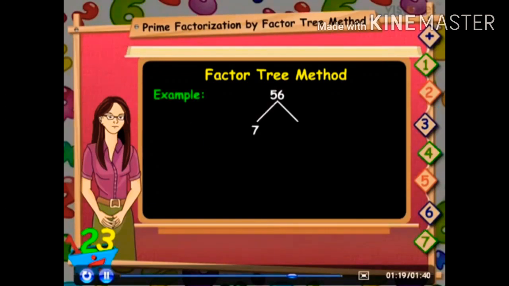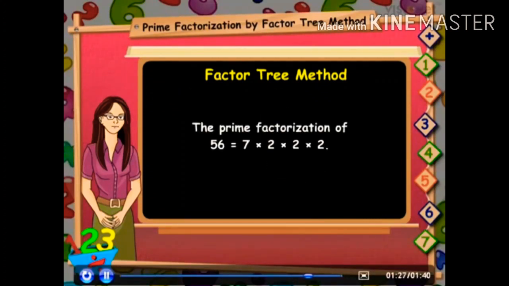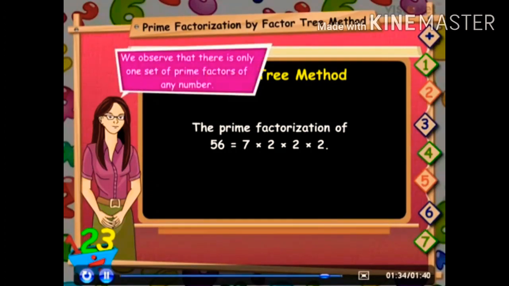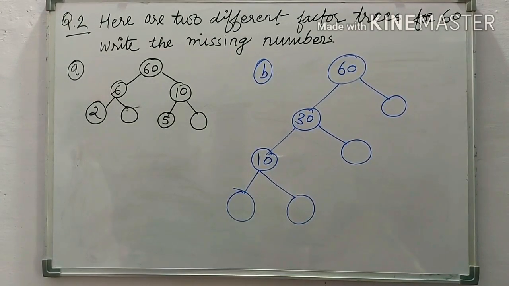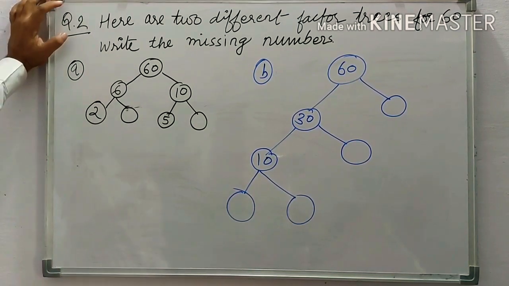Here we can also represent the number 56 in a different factor tree like this. In this case the prime factorization of 56 is 7 into 2 into 2 into 2. So from this we observe that there is only one set of prime factors of any number. Now the next exercise, exercise number 3.5. The first question you have solved on your fair copy itself, and the second question will start.